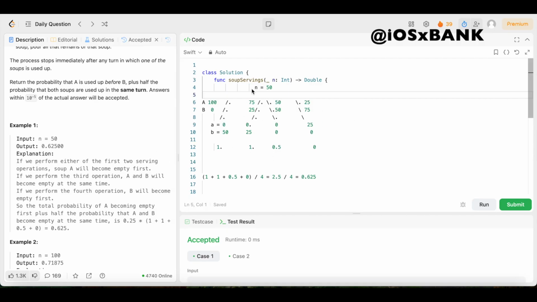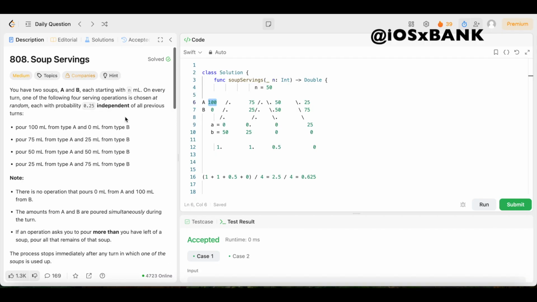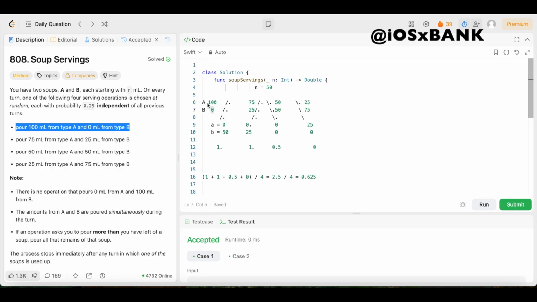So we have our input n that equals 50, right? These right here represent our four measurements that we will be pouring out. The first measurement, we can pour out 100 from A and 0 from B. That's this right here: pour 100 milliliters from A and 0 milliliters from B. That's what this 100 and this 0 represent. This 75 and this 25 represents our second possible operation: pour 75 milliliters from A and 25 milliliters from B.